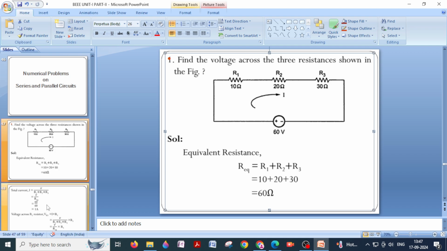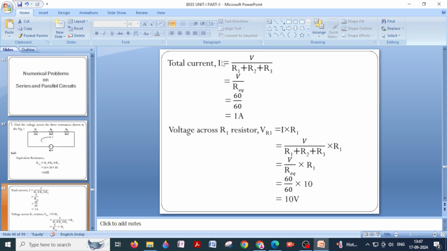Now according to Ohm's law, I is equal to V by R. V by what? The total resistance, R1 plus R2 plus R3. Instead of writing that, I can write R equivalent: V by R equivalent. V is 60, R equivalent is 60, so 60 by 60 you will get 1 ampere. So the current in this circuit is 1 ampere.